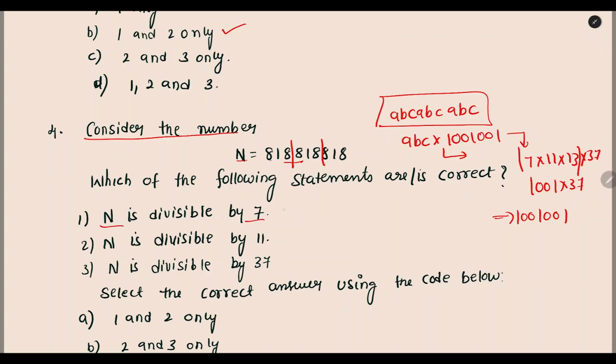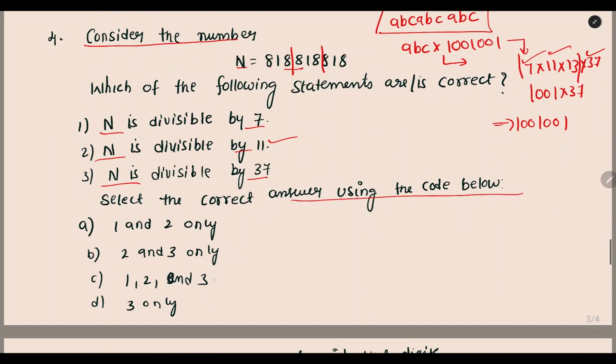N is divisible by 7. Yes, 7 is there. N is divisible by 11. Yes, 11 is there. N is divisible by 37. Yes, 37 is there. Select the correct answer using the code below. So C is the correct answer. I hope you are getting the things clearly.